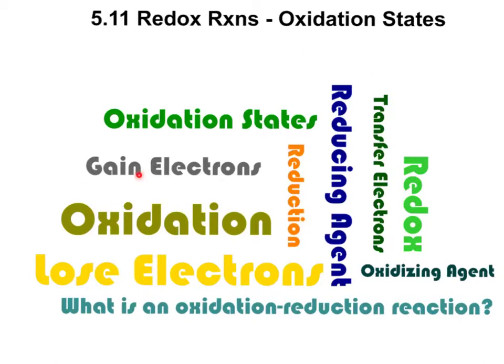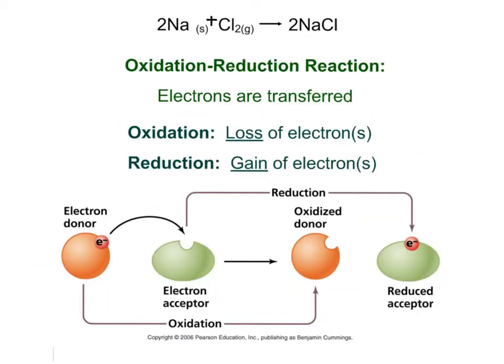First, we need to talk about oxidation states, and we'll do a little review on what oxidation is and reduction. What we call it when something gains electrons, when it loses electrons. What is an oxidation reduction reaction? Oftentimes it's called a redox reaction. We're going to look at reducing agents and oxidizing agents and go a little bit more in depth than we have in the past when we talk about oxidation reduction reactions. So let's get started.